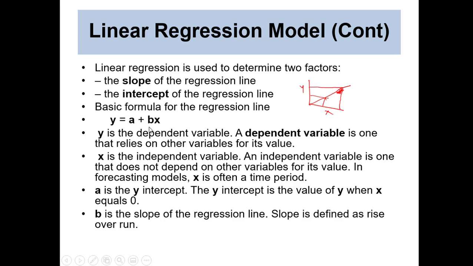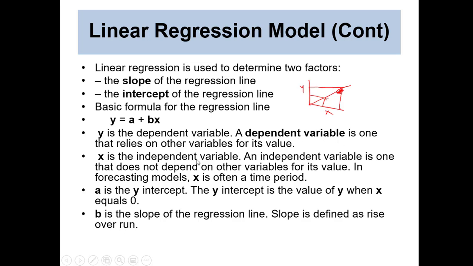Basic formula is y is equal to a plus bx, where y is the dependent variable. A dependent variable is one that relies on other variables for its value. So in the ice cream data example, what will be the dependent variable and what will be the independent variable? If we consider x as time, with the passage of time, when the centigrade goes up, the sale of ice cream will go up. So y is the dependent variable. In this case, the sale of ice cream is the dependent variable.